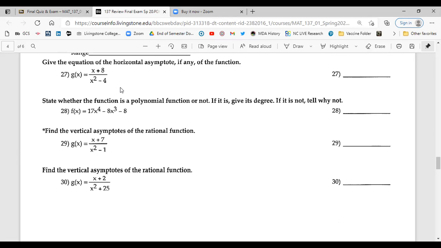Let's see. Give the equation of the horizontal asymptote, if any. Again, look for the leading terms. If the degree of the numerator is less than the degree of the denominator, then the horizontal asymptote is y equals 0. If the degree of the numerator is the same as the degree of the denominator, then the horizontal asymptote is the ratio of the coefficients. And if the degree of the numerator is greater, then there is no horizontal asymptote.